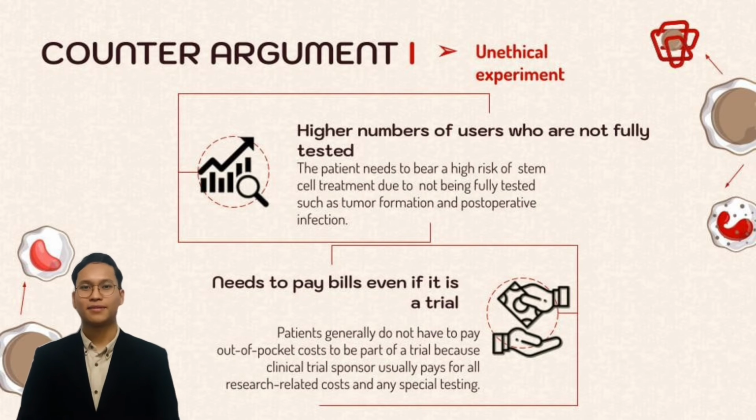Not only that, the patient also needs to pay the medical bills even if it's a trial. Patients generally do not have to pay to be part of a trial for any treatment because the clinical trial sponsors cover all the services. But it is different for stem cell treatment, where the patient has to pay for the cost of the treatment himself. For example, the cost of an intra-articular injection of stem cells is at least $9,000, or in Malaysia, almost 40k ringgit.